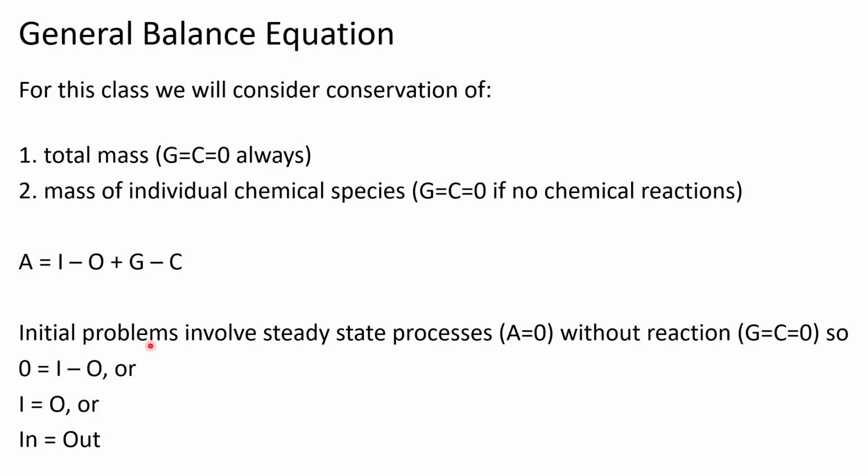The problems we're going to be talking about today will be ones in which accumulation does not occur. They're steady state problems in which there's no chemical reactions as well, so G and C are 0. So that overall, this balance equation reduces to the statement that 0 is equal to I minus O, or in is equal to out.